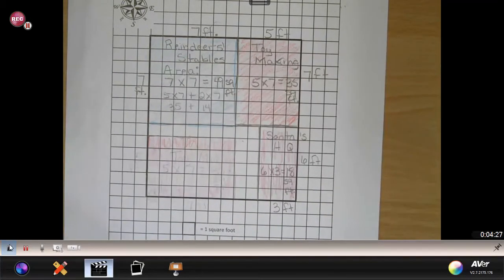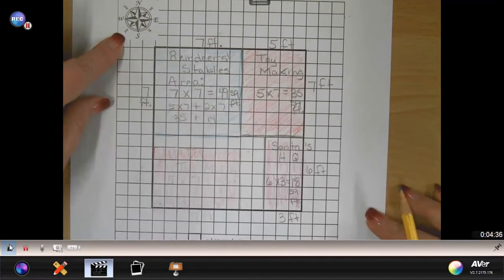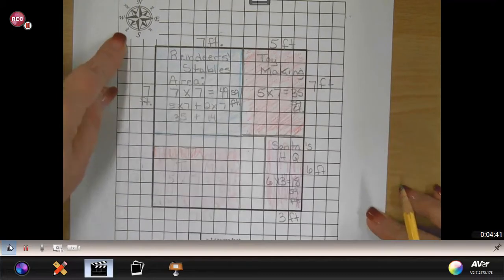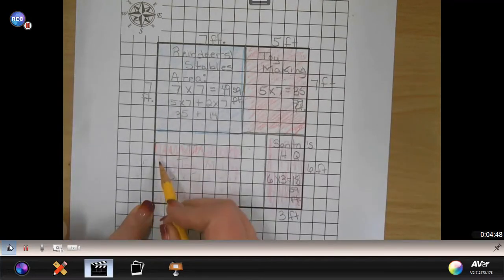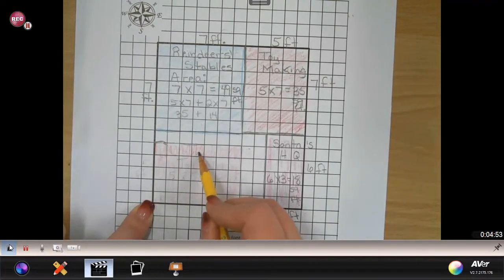Now the next one is the elves room. The elves room, number 4, is located in the southwest corner. So here's the southwest corner right here. And it's 5 by 5 feet. So 1, 2, 3, 4, 5. And 1, 2, 3, 4, 5.